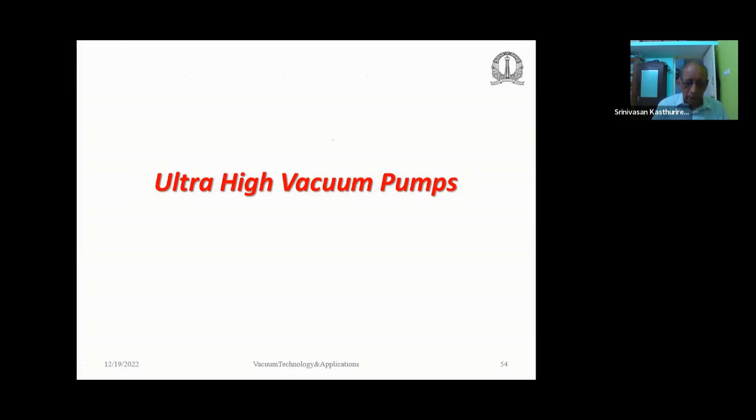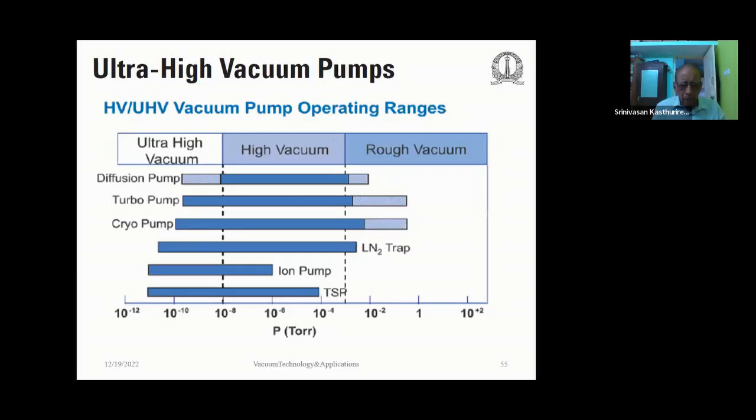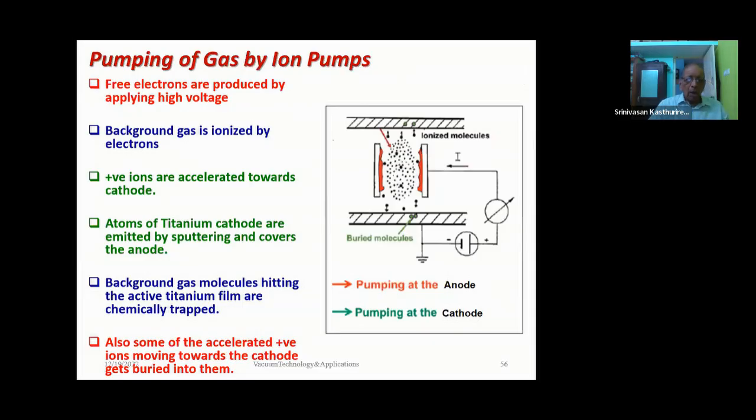Now we'll discuss the ultra-high vacuum pump systems. When we talk about ultra-high vacuum pump systems, we have to talk about ion pumps and sublimation pumps. These are the pumps which are useful for high vacuum to ultra-high vacuum pumping. Now, let us talk about the pumping of a gas by ion pumps. What does the ion pump contain? It contains a set of anodes and a set of cathodes. The cathode is generally made out of titanium. Titanium cathodes are present at the base.